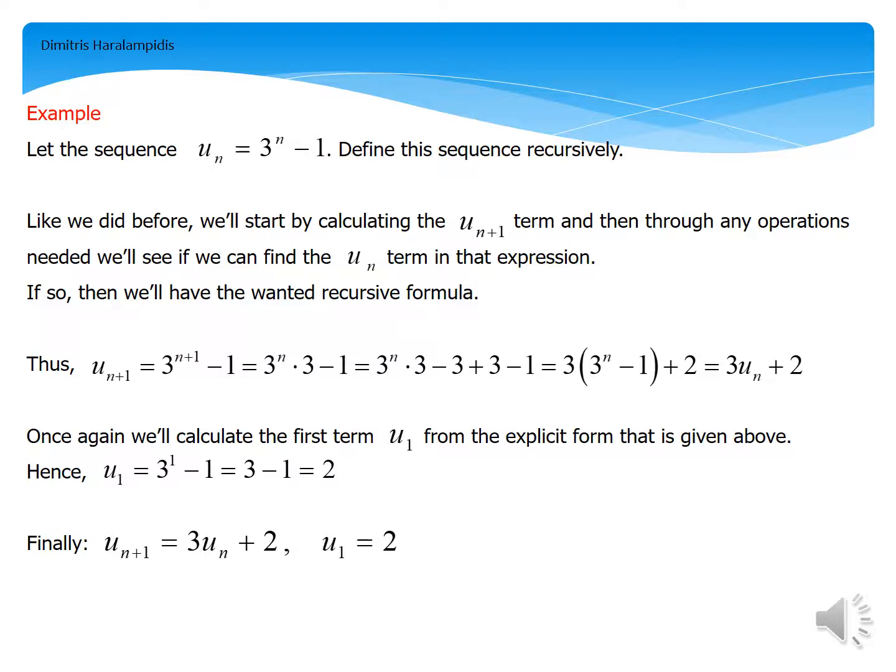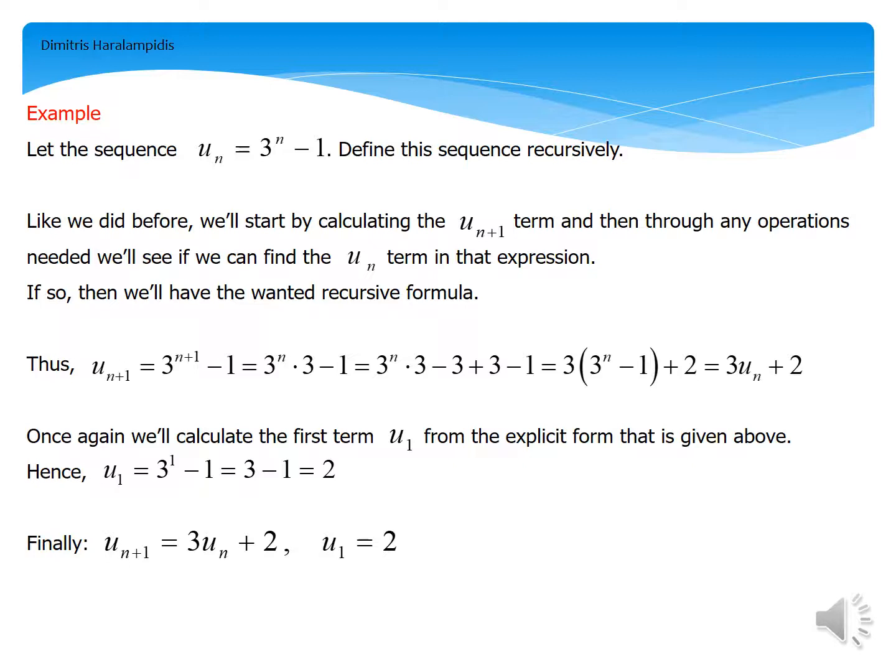And the reason we did all that is to see if we can find the u_n expression inside this whole expression. And actually, if you take a closer look, you can see that the expression inside the parenthesis is the u_n term. So, we get that the u sub n plus 1 term is actually equal to 3 times u_n plus 2. Once again, we'll calculate the first term u_1 from the explicit formula that is given above.